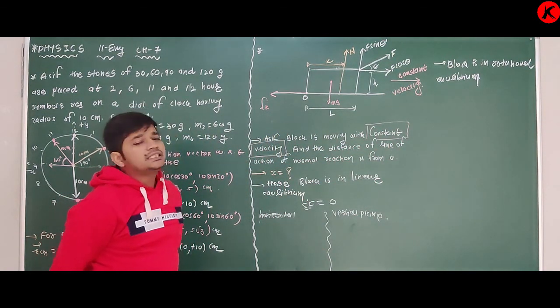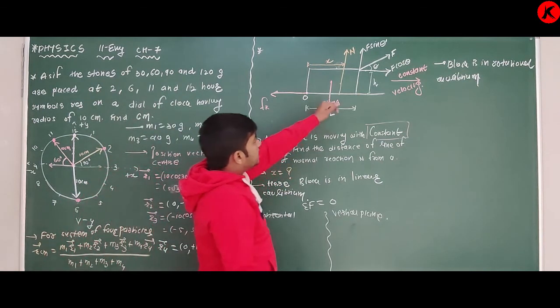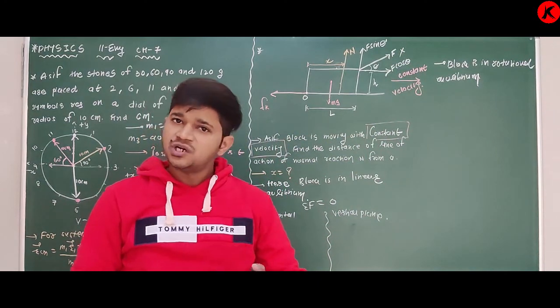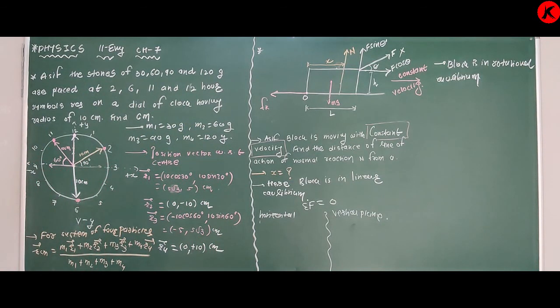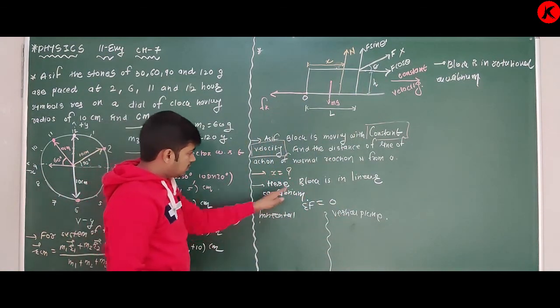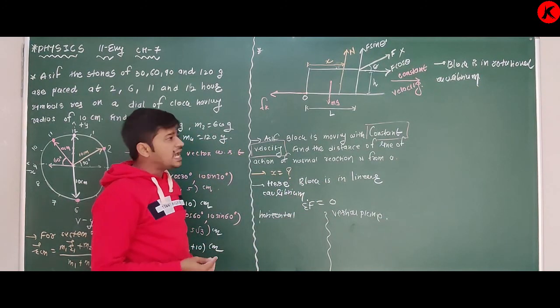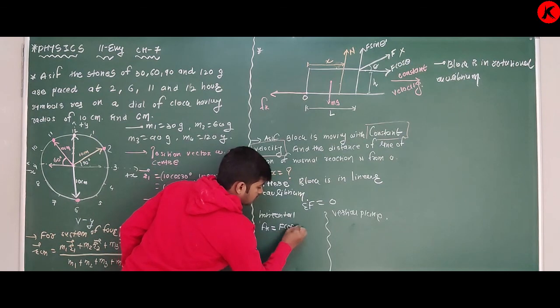Now see, if you are taking components of any vector, any force, and you consider F cos theta and F sin theta, then you do not have to consider F; you have already considered its components. In the horizontal plane, the forces acting are only two, Fk and F cos theta, and they are in opposite directions. The block is in linear equilibrium, sigma F is equal to 0, so you can easily write Fk is equal to F cos theta.